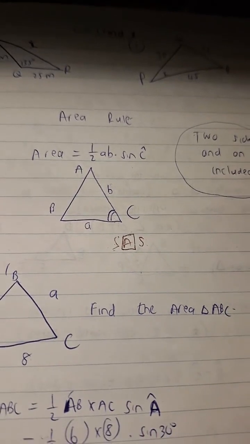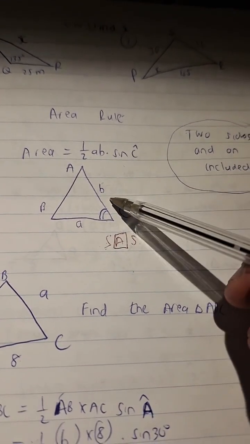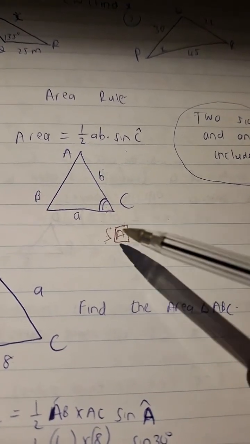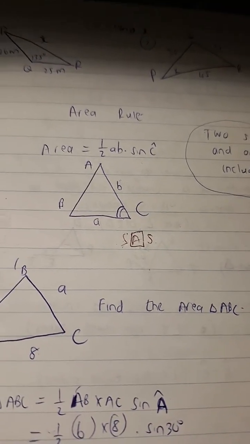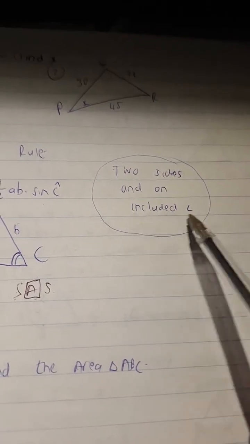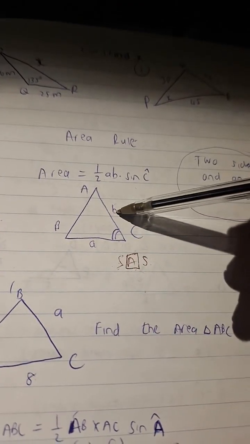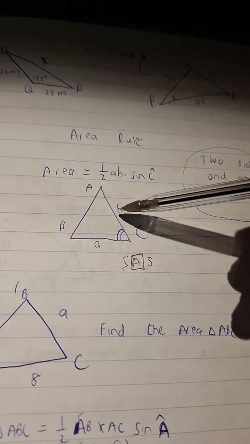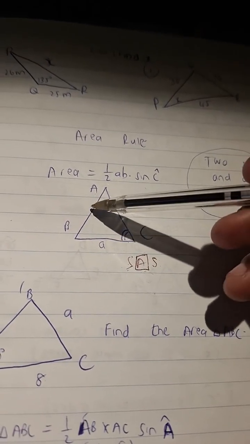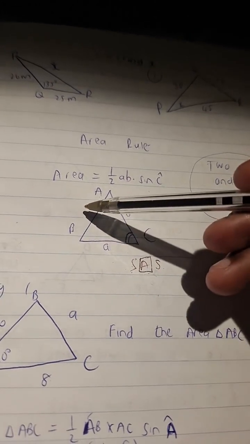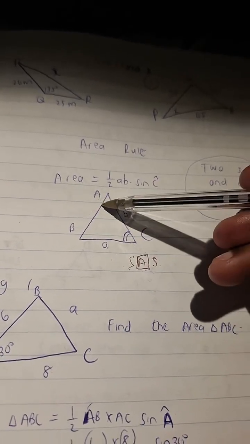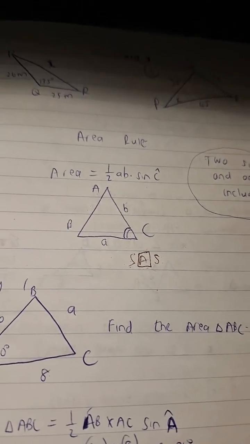So that is the condition of use. In order to use the area rule, you must have two sides with an included angle. Guys, it must be the two sides and an included angle. It can't be two sides and then an angle that is outside. If these two sides are given to me, it must be this included angle. The sandwich.